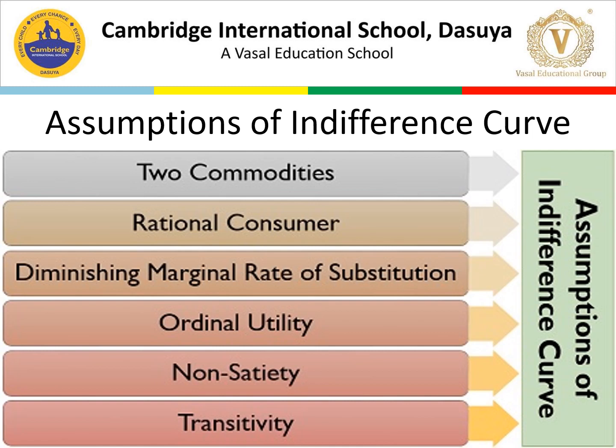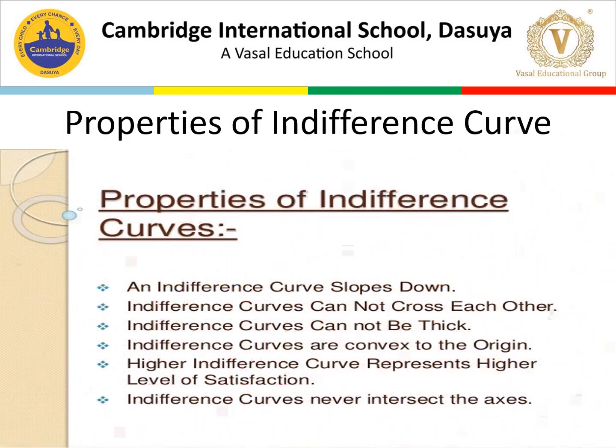So let's move on to the next thing. Next are the properties of indifference curve. The first thing is that an indifference curve always slopes down. That is an important point. We have seen that diagram. The diagram always slopes downward.